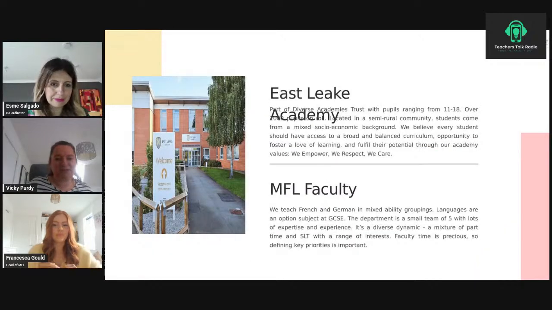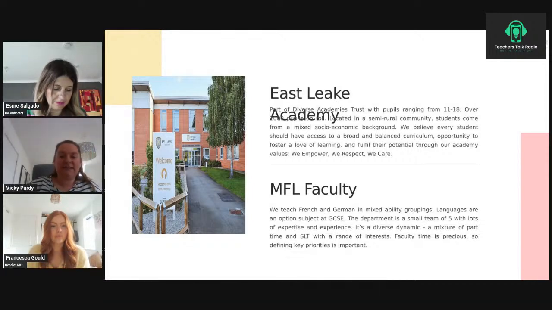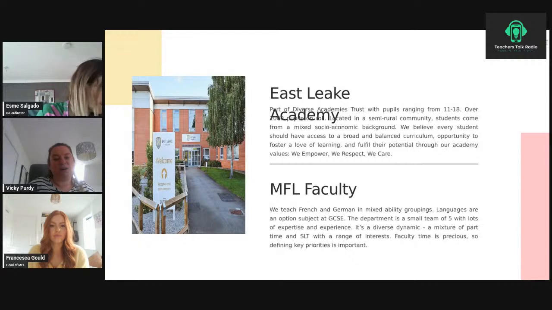So just to give you a little bit of context about our school, I work as assistant principal at Eastleigh Academy. We are a very diverse school. We work as part of Diverse Academies Trust. We've got over 1,000 pupils on roll. We're in a semi-rural community, and our students come from a really mixed socioeconomic background. Our overarching curriculum aim here is to give students a broad and balanced curriculum and really ensure that they love what they learn at school. And we've got our core values of empower, respect, and care.